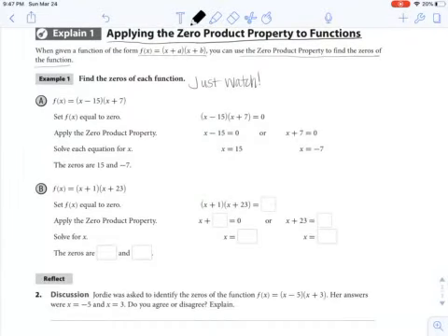So we have x minus 15 and x plus 7. If we set each of these equal to 0, because each is a part, we add 15 and we get x equals 15. And then we subtract 7 and x equals negative 7.